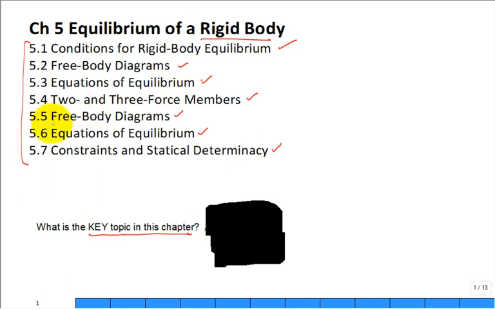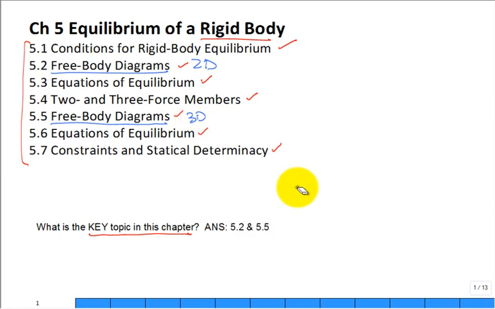And it's free body diagrams, and it's very rare. They didn't even say 2D free body diagrams and 3D free body diagrams. They just said free body diagrams. So the exact wording is repeated for a section. These sections have the same exact wording. Oh yeah, equations of equilibrium. Yeah, 2D, that's a good point too. That's repeated as well. So this is really the key idea, free body diagram.